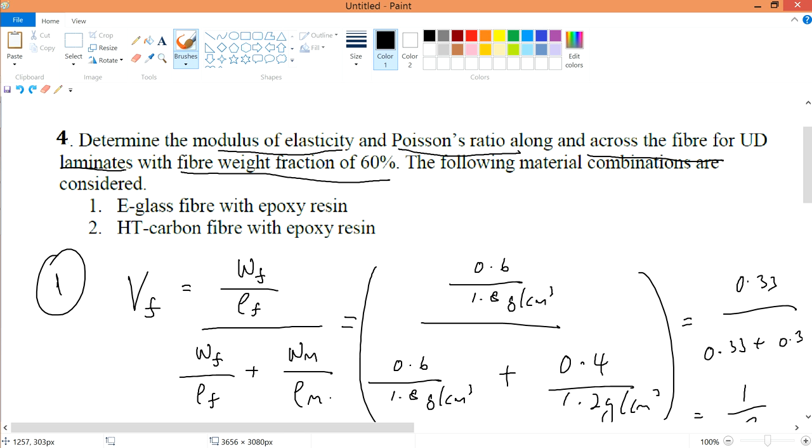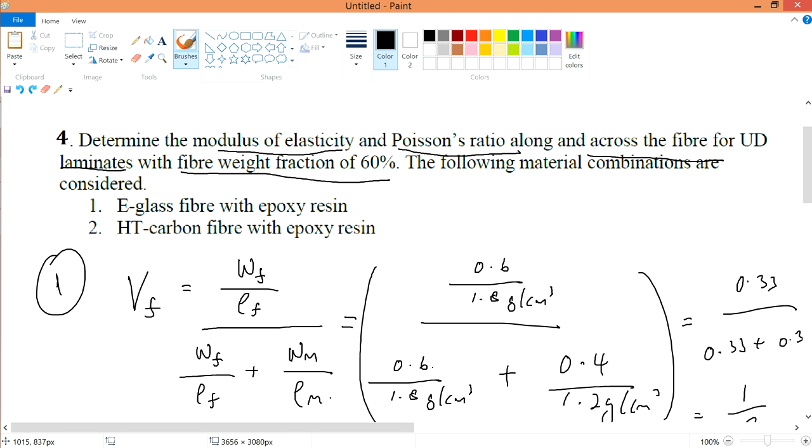So the weight fraction of your composite, meaning the weight of your fiber, is 0.6, while the weight of the matrix is 0.4, because there is no other material, there is only fiber and matrix. So if the fiber is 0.6, then the rest of the weight is contributed by the resin or the matrix, therefore it's 0.4 over here.